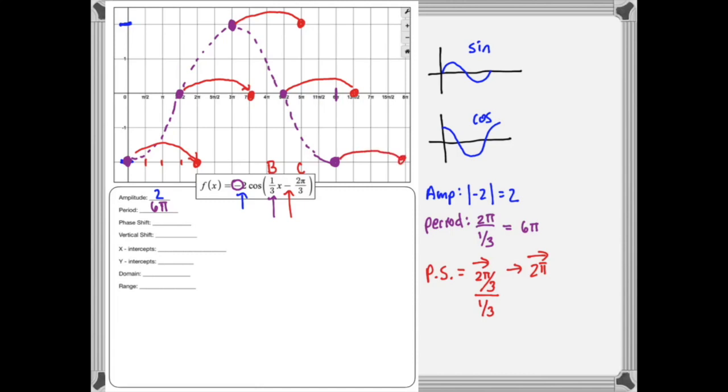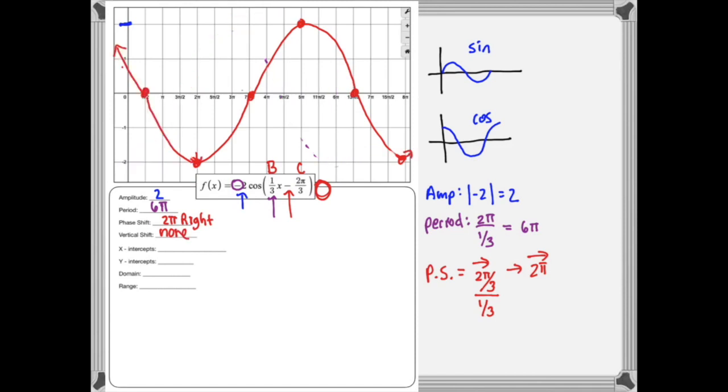So now I have this as my cosine graph, and there's a lot going on. So let me erase everything out, except for the cosine graph that we're dealing with right now. I'm going to mark the 2 pi to the right down here, and there's no vertical shift, so I want to get that out of the way. And let me clean up this graph here. Okay, so there we go, all cleaned up.